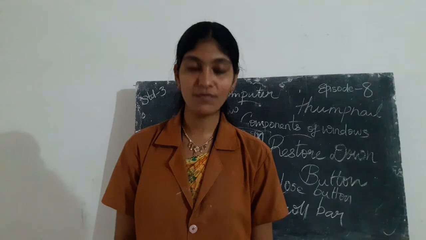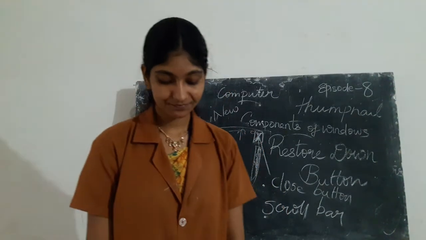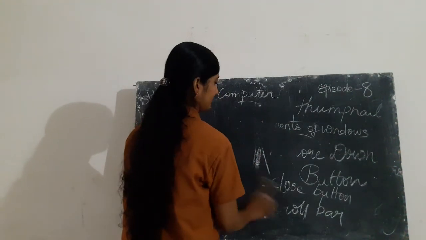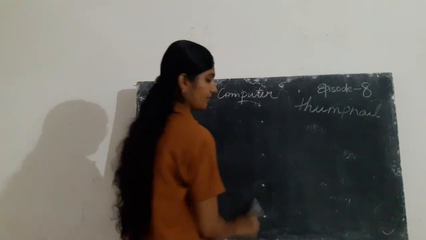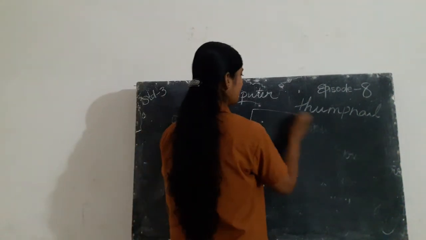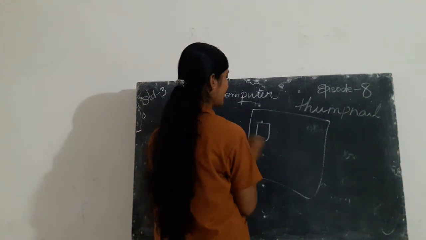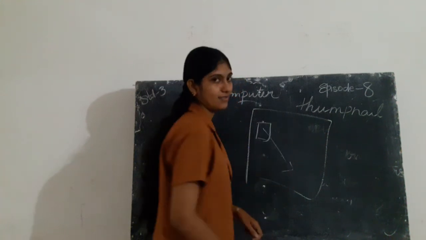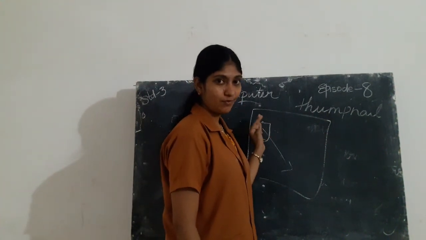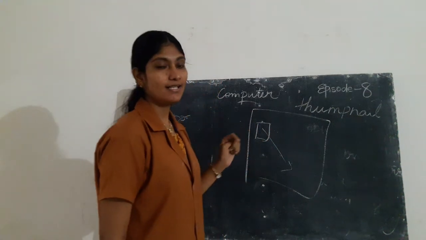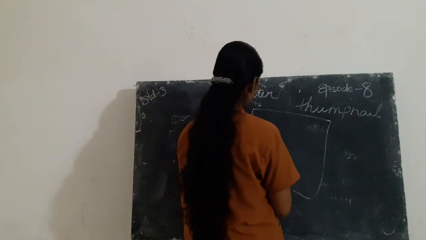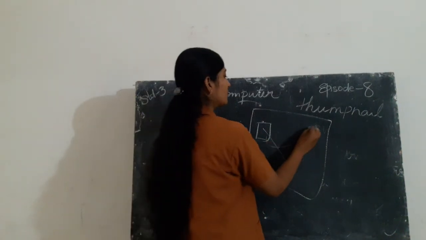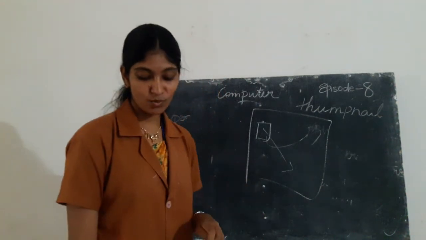Next is moving a window. Moving a window means, for example, this is your desktop and here is the icon. If you want to move this icon to any other position on the desktop, you can move the folder or the icons anywhere on the desktop. So just bring the mouse pointer to the position of the icon and then drag it to any position on the desktop. That is moving a window.